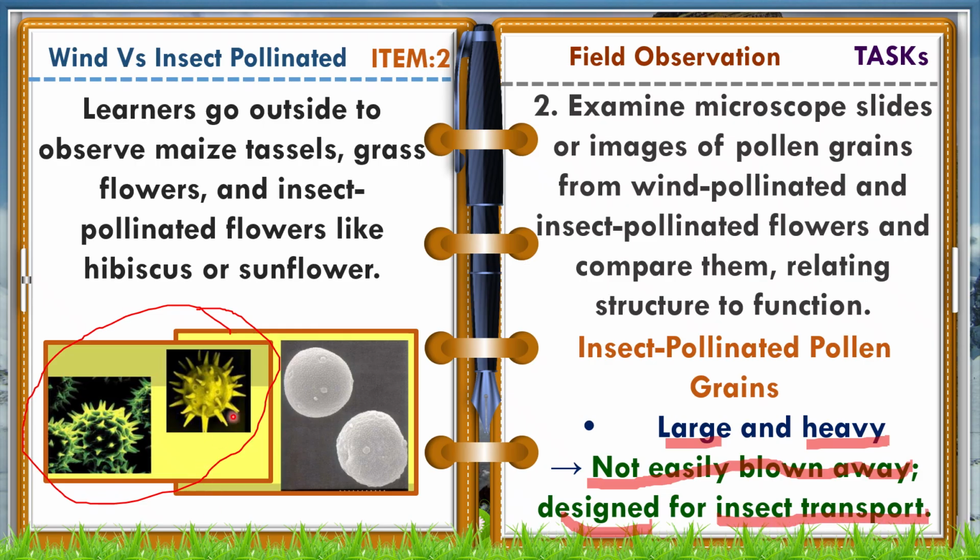So the pollen grains that are for insect pollination, they are heavy. Why are they heavy? So that they are not easily blown away by wind. And they are designed with spikes so that they can easily be attached to the insect. And therefore, being heavy helps them not to be carried by wind. So they will be carried by insect pollinators.